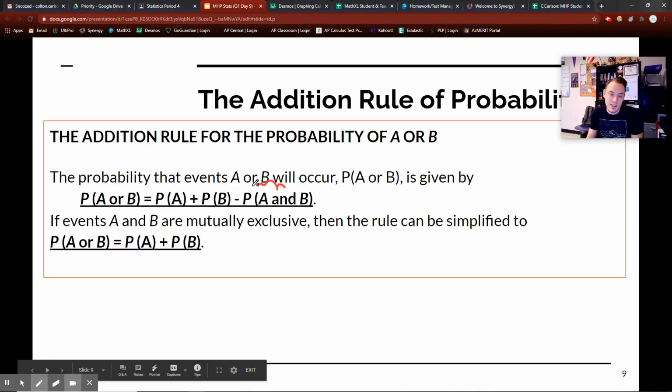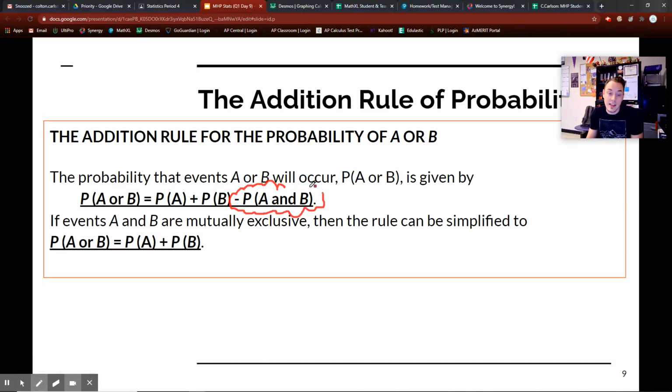So what is the difference here between these formulas? It is this, and this difference is what we call the overlap. So this formula right here is the not mutually exclusive event. If two events are not mutually exclusive, you will use this first one.